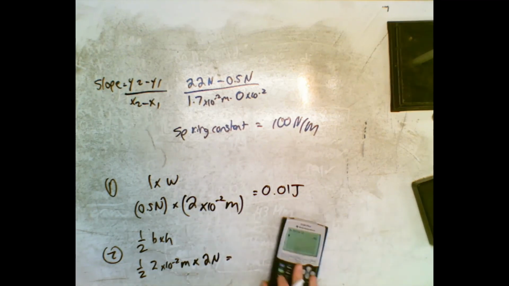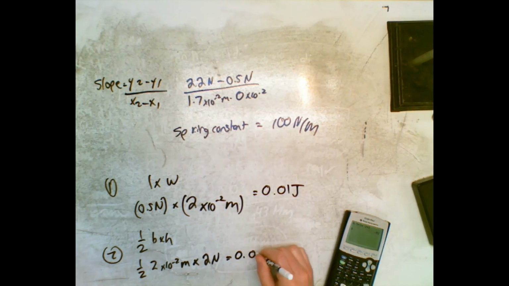And if I go 0.5 times 2 times 10 to the negative 2 times 2, I get 0.02 joules. And then I add those two numbers together and I get 0.03 joules as the energy stored in my spring. Okay, so not very much energy stored in that spring.